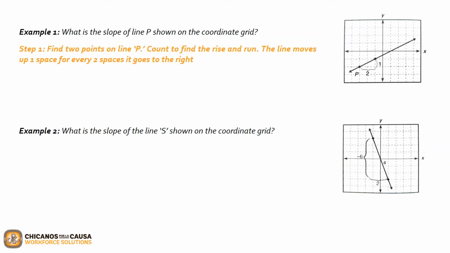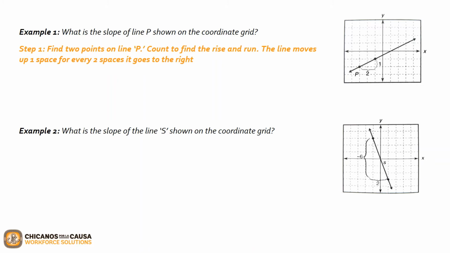So, step 1, we're going to find 2 points on line P. Then we're going to count to find the rise and the run. The line moves up 1 space for every 2 spaces it goes right. So what this is saying is that if we start at point P, we have to go up 1, and then we have to go to the right 2 in order to get to the next intersect point.